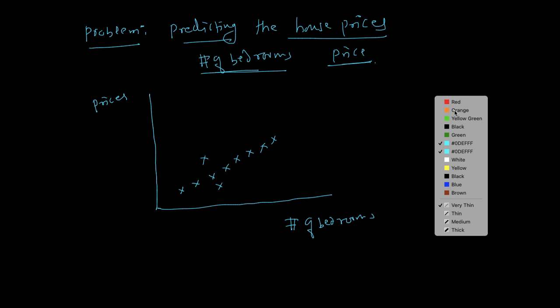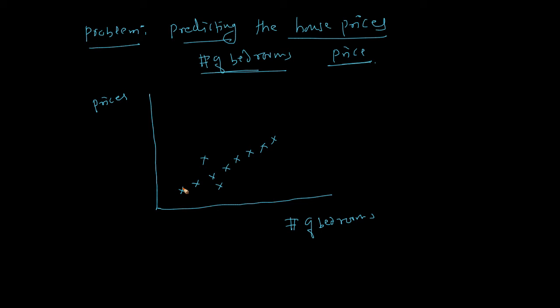So in linear regression, what we try to do is find the line which passes through the maximum number of these data points, like this. You see this line is passing through the maximum data points. It's not passing through this and this data point.